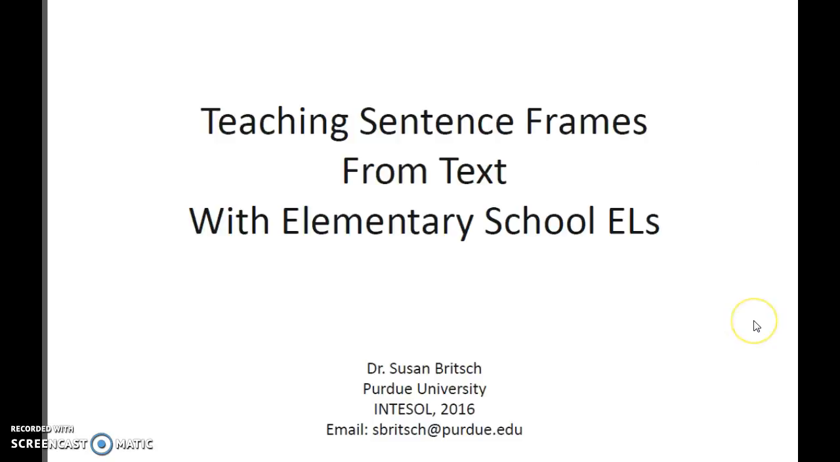So here's Dr. Susan Britch's work. Here's her contact information. I want to give her credit for this. It's called Teaching Sentence Frames from Texts. And by text, she means books that she uses in her class with elementary school English language learners. When she says sentence frames, she just means the idea that syntax has slots, and we'll see this as we go on. Now, the book that she presented this on is called The Big Orange Splot.